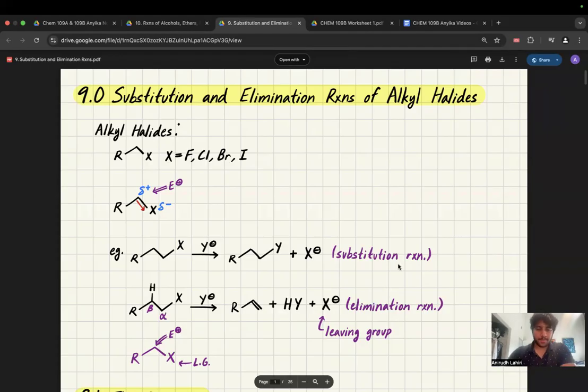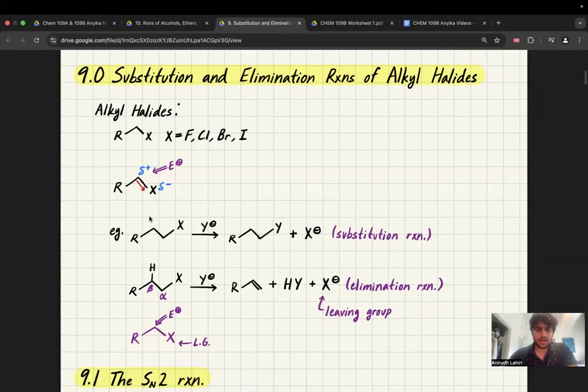All right, so substitution and elimination reactions of alkyl halides. Alkyl halides, first of all, are anything of the form RX, where X is a halogen. The modes of reactivity for Cl, Br, and I are generally the same. F is a little bit different, but we'll get to that.